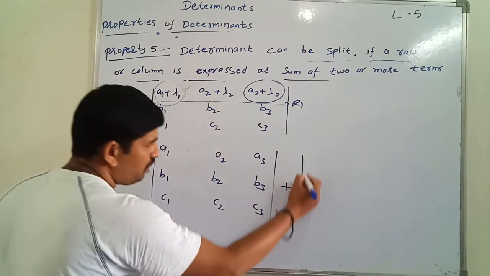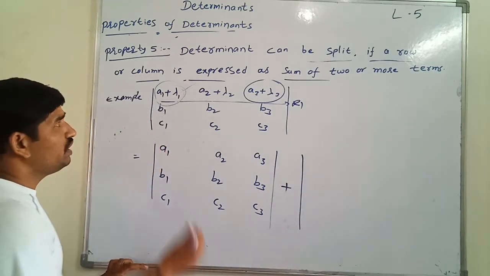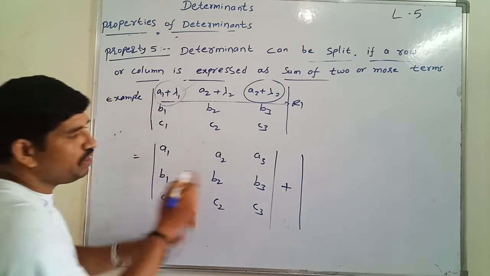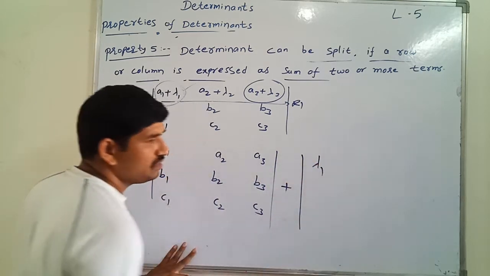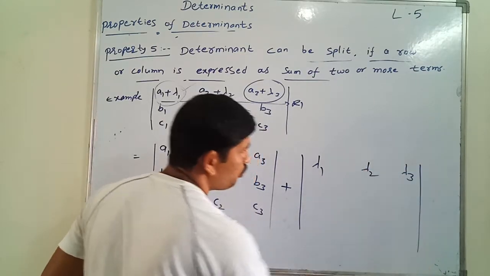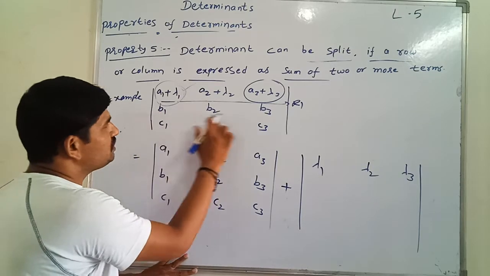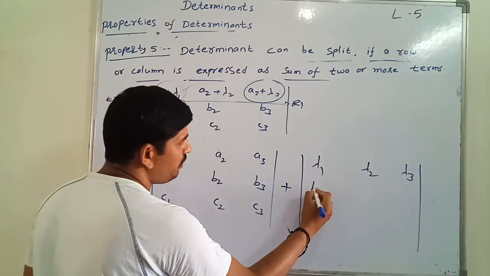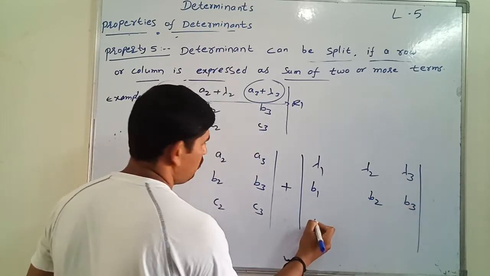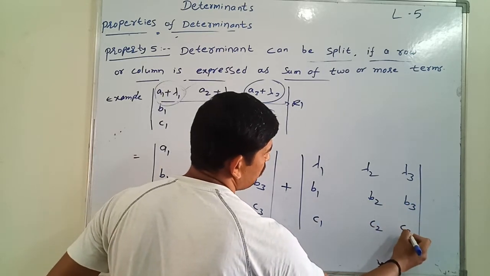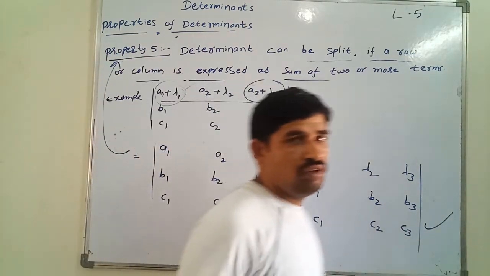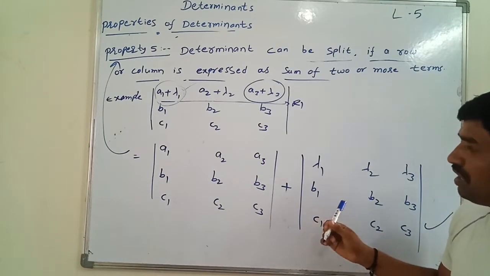After that we write one more determinant. In this one we take the second term in each element of the first row: the second term in the first element, again the second term, again the second term. This is a very important property. The second and third rows are written as usual in both determinants, the first determinant and the second determinant, with no changes. This is property 5.